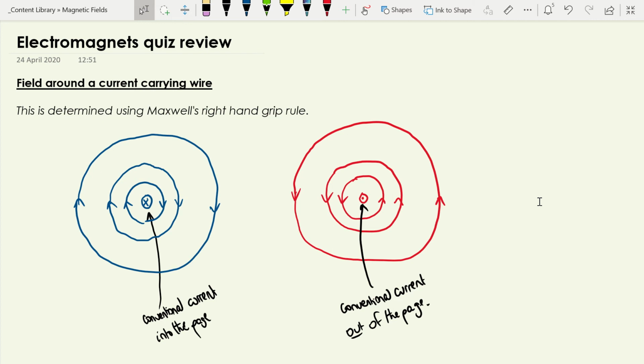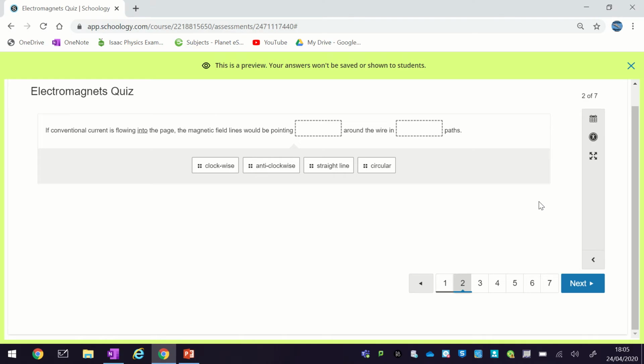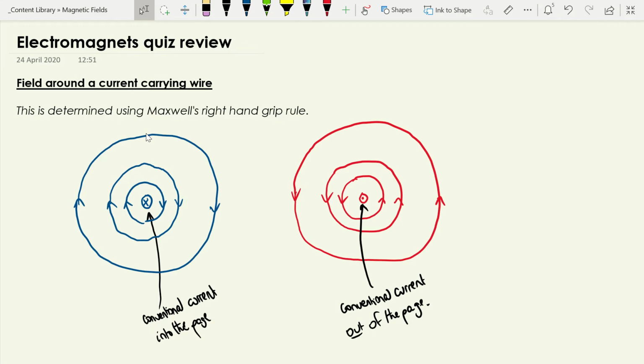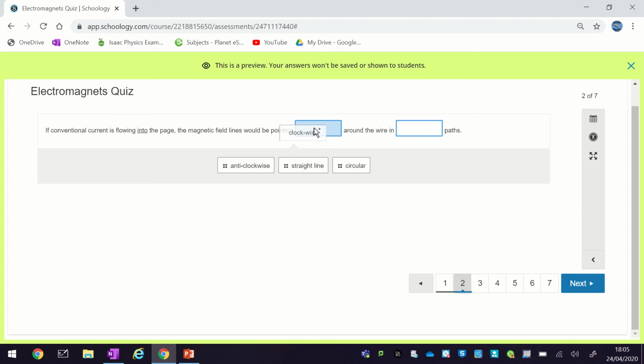If the conventional current is out of the page, your thumb will be pointing back towards you, and your fingers will now be pointing in the anti-clockwise direction. So that's how we figure out the field. But in both cases, you can see we've got these circular paths. If we go back to the question, we've got current flowing into the page, so that's the one on the left. We can see we've got clockwise arrows here, and they're going round in circular paths.